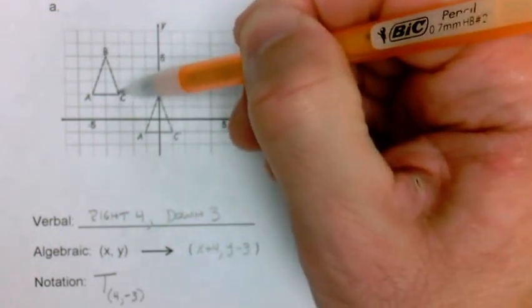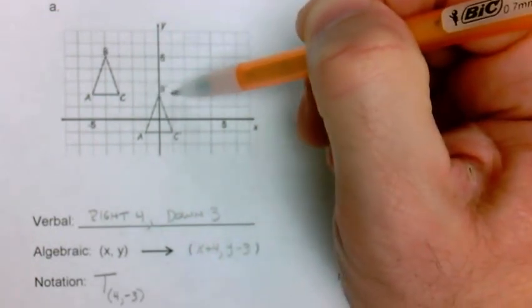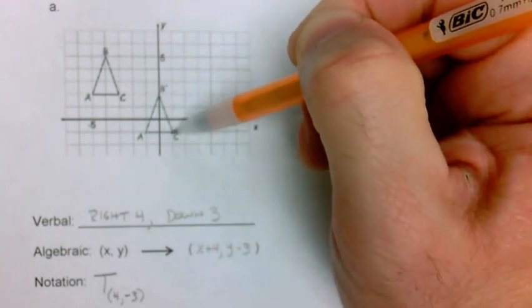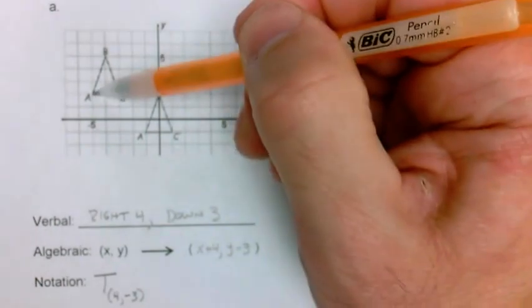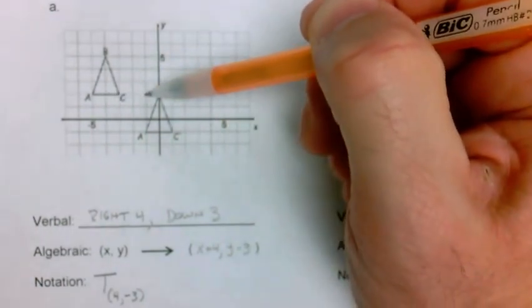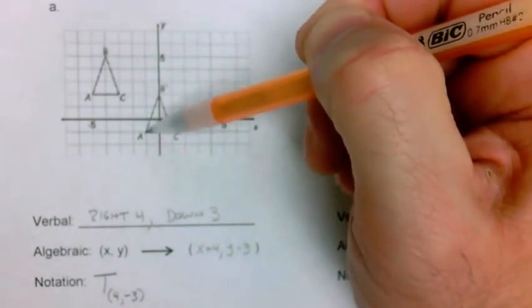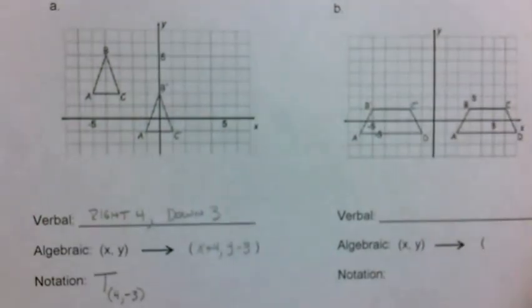Do it with point C. 1, 2, 3, 4 to the right. 1, 2, 3 down, gets you to C prime. With point A, 1, 2, 3, 4 to the right, 1, 2, 3 down, gets you to point A prime.